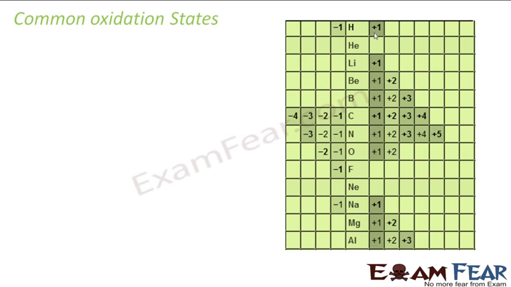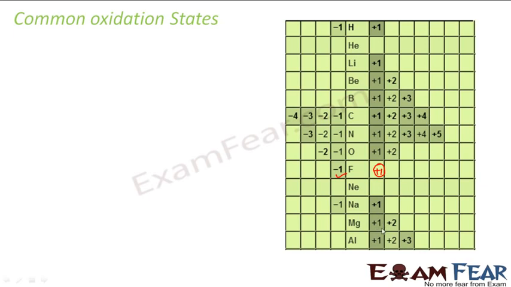For example, for hydrogen, the common oxidation state is -1 and +1. For helium, it's 0, it's a noble gas. For lithium, it's +1. Beryllium is +1, +2. Boron is 1, 2, 3. Carbon, if you see, +1, +2, +3, +4, -1, -2, -3, -4. All experimental values. Nitrogen, +1 to +5 and -1 to -3. Oxygen, +1, +2, also -1, -2. Fluorine is in most cases -1. There are scenarios where you get +1 also. I can show you one example, but it's very rare. Neon 0. Sodium +1 or -1.